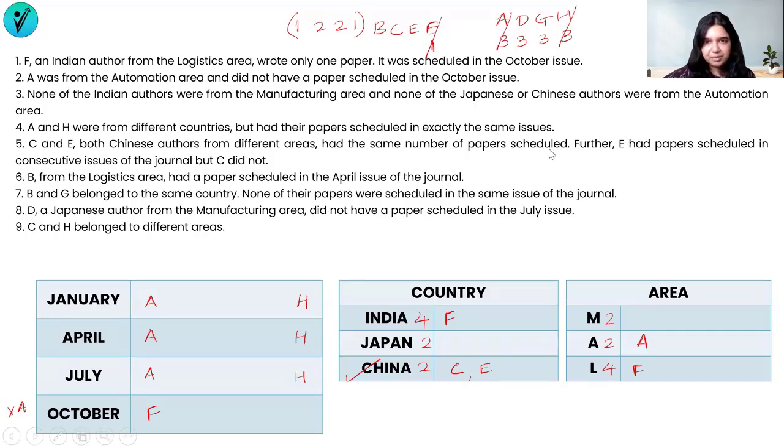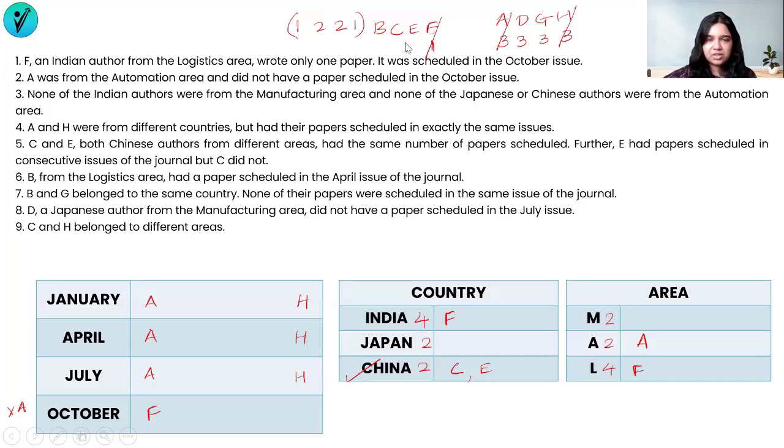Are from different areas. Had the same number of papers scheduled. Further, E had papers scheduled in consecutive issues of the journal, but C did not. Okay. So we have C and D, both Chinese authors. C and D belong to this particular group of total 6 papers. They're from different areas, which is fine. They had the same number of papers scheduled. So same number of papers.